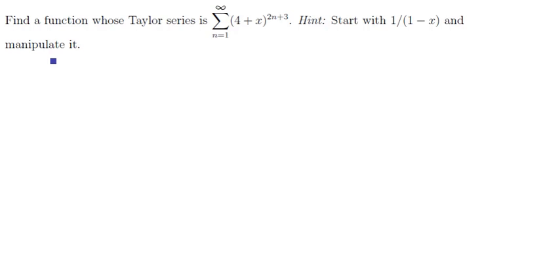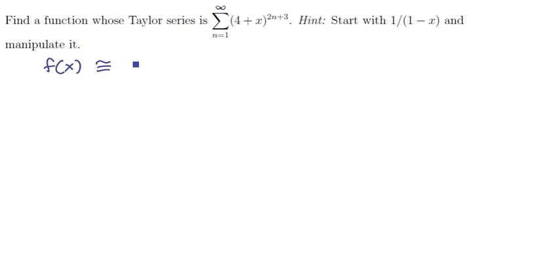Find a function whose Taylor series is the sum, n going from 1 to infinity, of (4 + x) to the quantity 2n + 3. As a hint, start with 1 over 1 minus x, manipulated. So this problem is asking us to find a function f of x whose Taylor series is given by this series here.